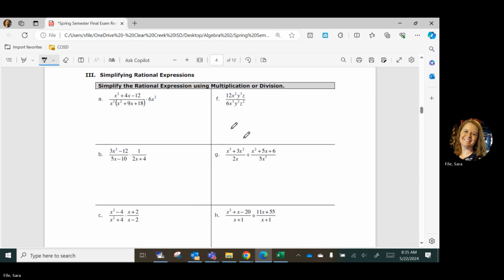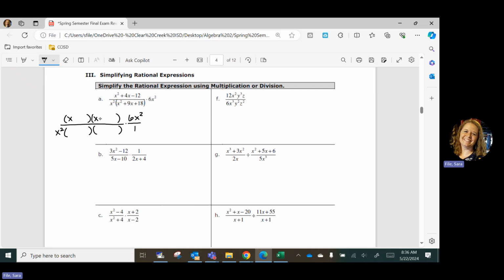Now, to actually solve this, I want everything factored. So I'm going to factor my numerator first, and then factor my denominator. I've got the x squared already factored out, but then I'm going to factor the rest of that trinomial in the denominator, and then that's being multiplied by 6x squared, which is over nothing. It's over an understood 1, if you want to put that. So in the numerator, x squared will factor to x times x. Factors of negative 12.